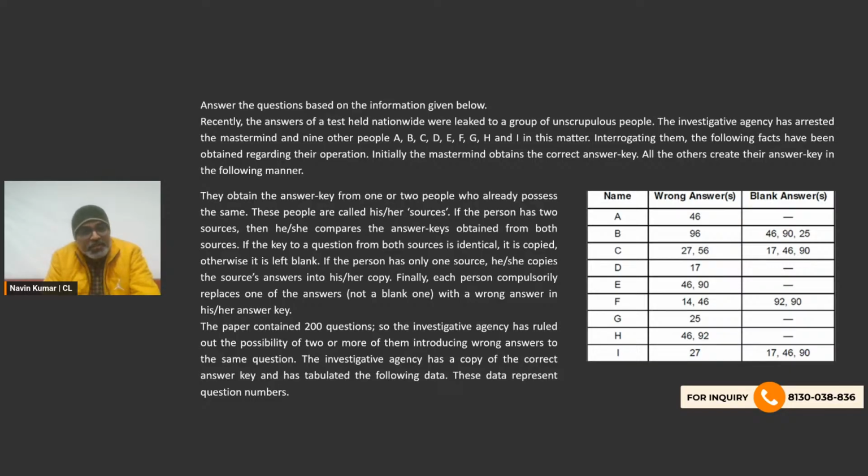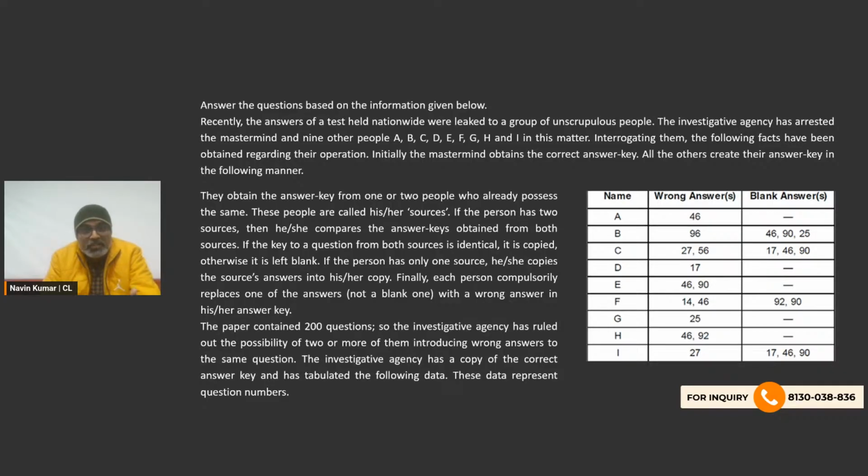The paper contained 200 questions, so the investigative agency has ruled out the possibility of 2 or more of them introducing wrong answers to the same question. The investigative agency has a copy of the correct answer key and has tabulated the following data. These data represent question numbers. So we can look at the table.